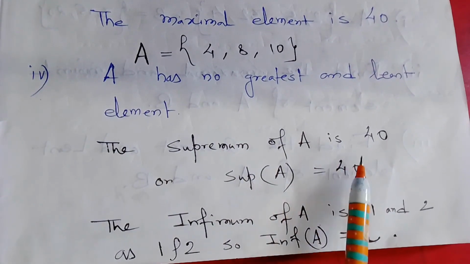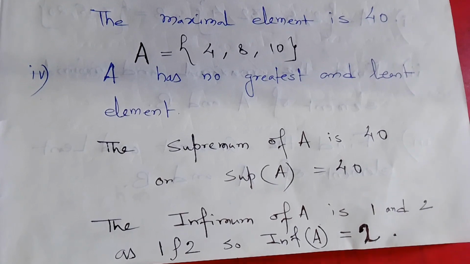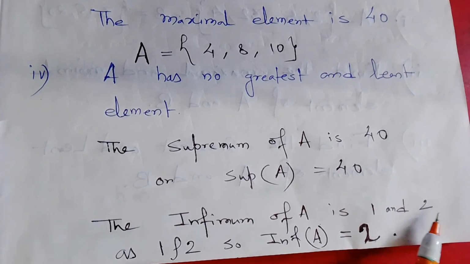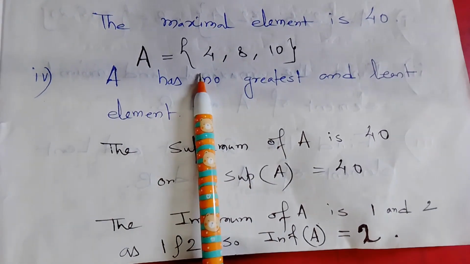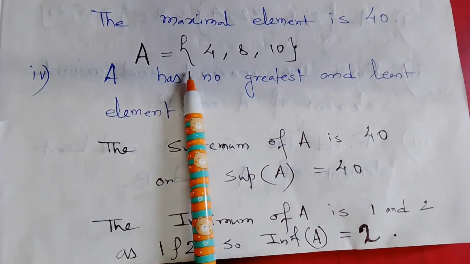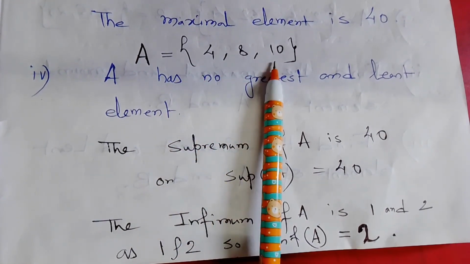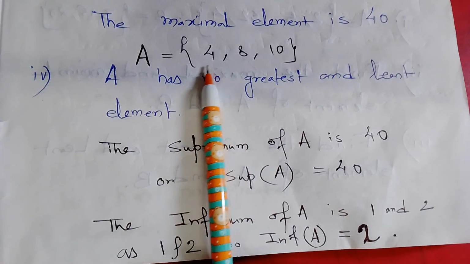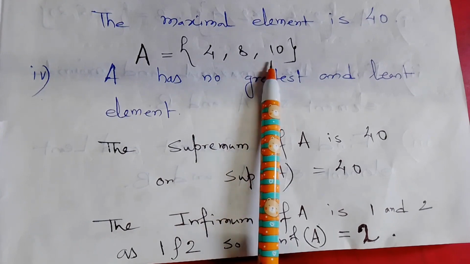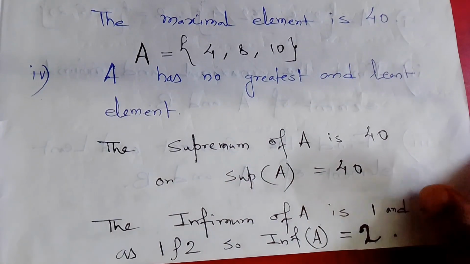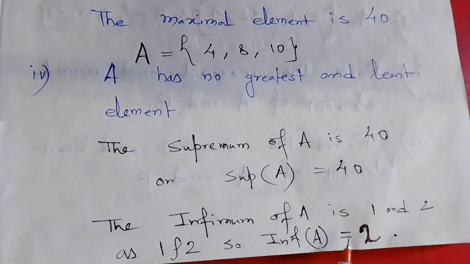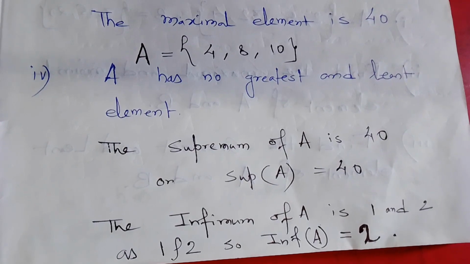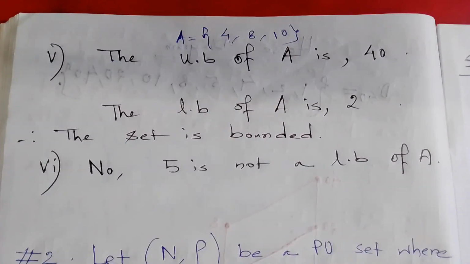So the supremum of A is 40 and the infimum of A is 1 and 2, because by 1 we can divide 4, 8, and 10, and also by 2 we can divide 4, 8, and 10. So the infimum of A is 1 and 2, and as 1 rho 2, the infimum of A is equal to 2. Now the upper bound and lower bound.